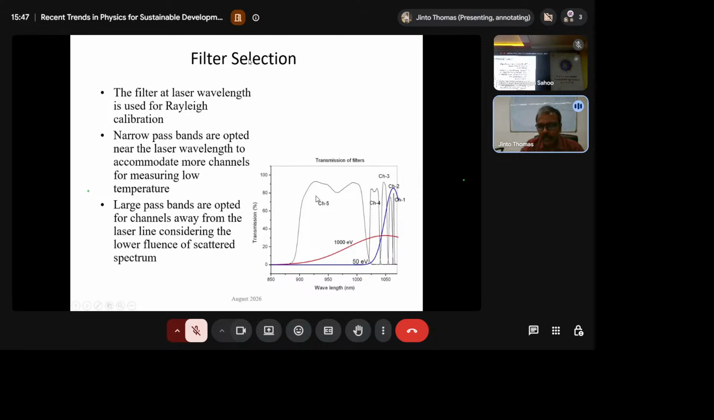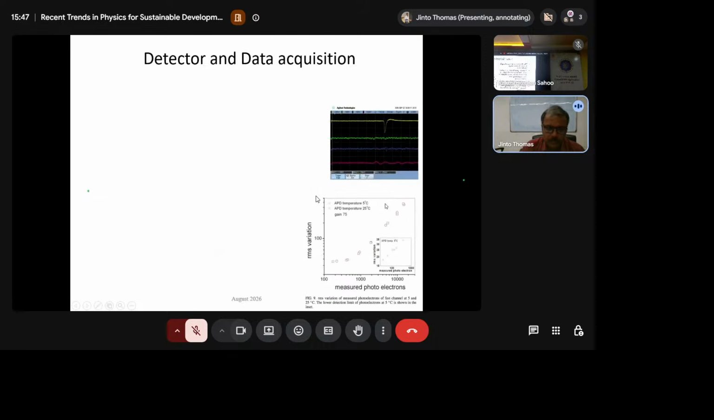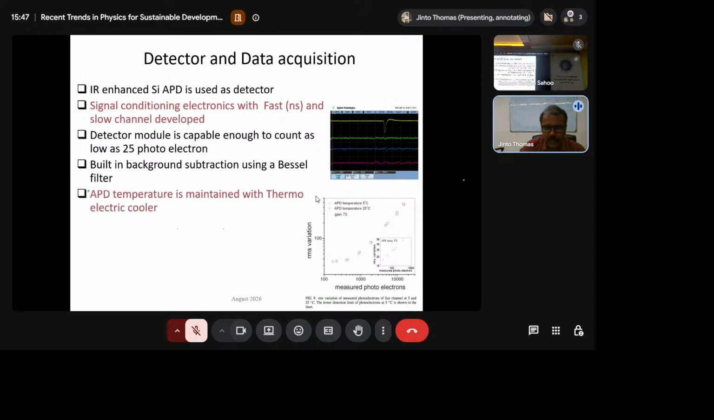Now, how do we select the filter? In this colored graph, blue is for a 50 eV temperature plasma, and red is for 1000 eV. You need to think that if you have a plasma, you will assume that our plasma will be, let us say, at an average temperature of 500 eV. So you will be selecting the filters such that at the average temperature, you will be getting an equal number of photoelectrons, and that's the way you select the filters for identification of the temperature.